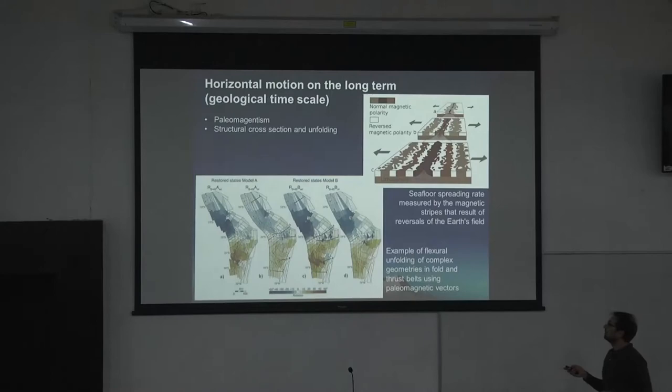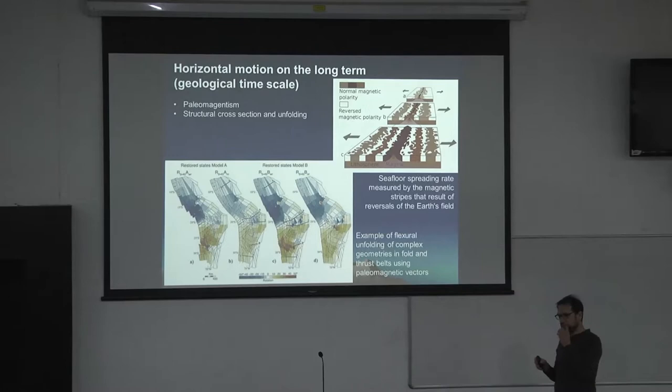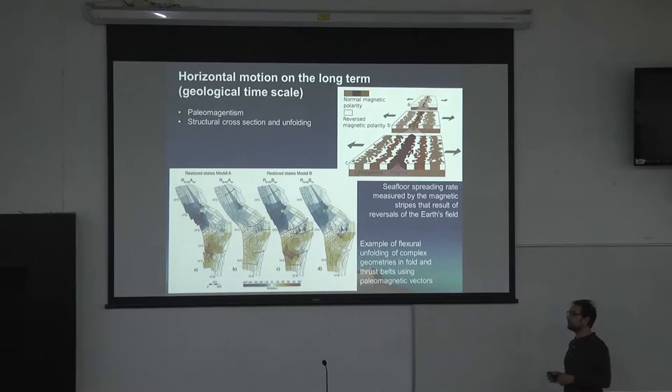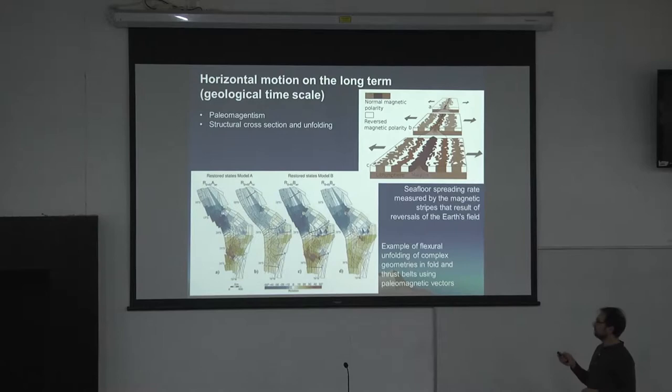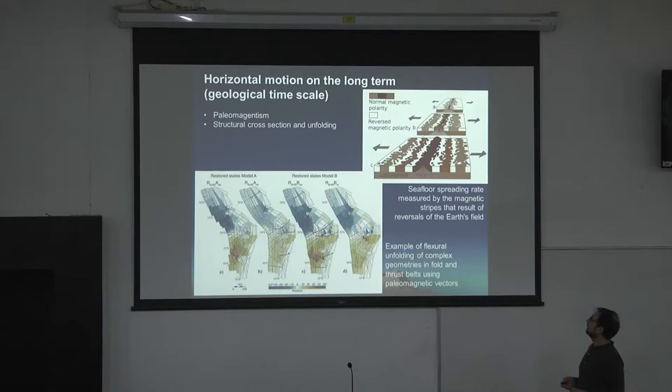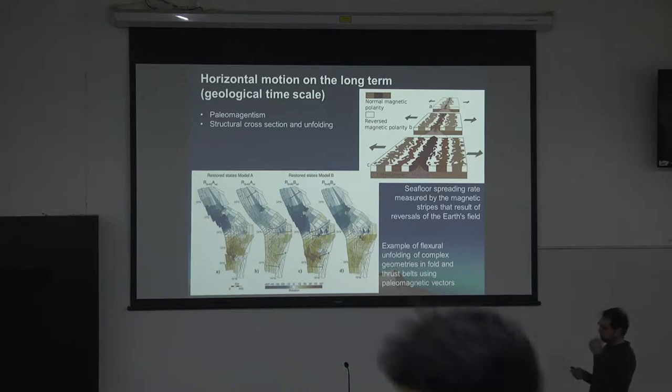So basically, we may want to document horizontal motion or vertical motion or both. And some techniques are quite well adapted to document horizontal motion and will give no information on vertical deformation. On the long term, for example, you are all familiar with the seafloor spreading rate documented by the magnetic stripes at the bottom of the ocean. So typically, the use of paleomagnetism information to know the horizontal rate.